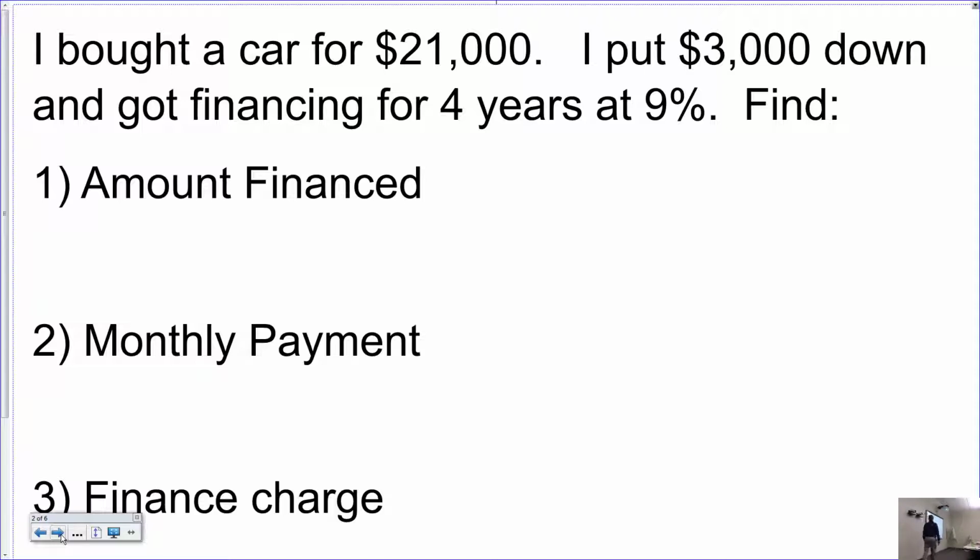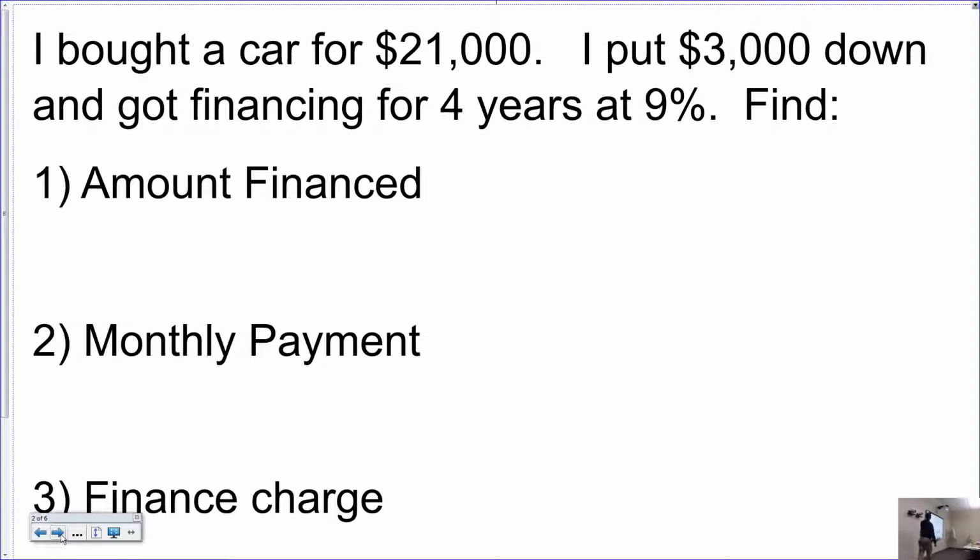Bought a car for 21 grand. Apparently it was used. I put 3 down and financed for 4 years at 9%. Did you say apparently it was used? Well, 20. You can't buy a new car for 21,000 anymore. If you want it to be nice. And none of us would drive anything but a nice car, right?